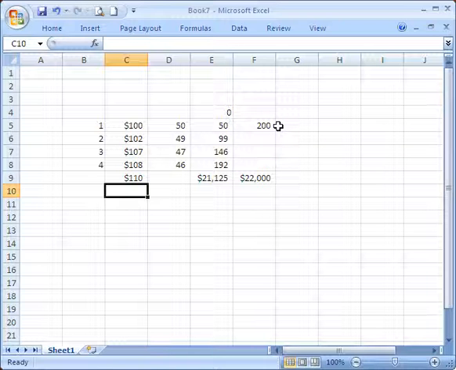If we buy $20,000 worth of stock at the very beginning, that's 200 shares, and sell it at the end, we end up with $22,000. If we invest $5,000 each year, we end up with only 192 shares. And when we sell those for $110 apiece, we end up with $21,125. In this case, lump sum investing was better than time averaging.